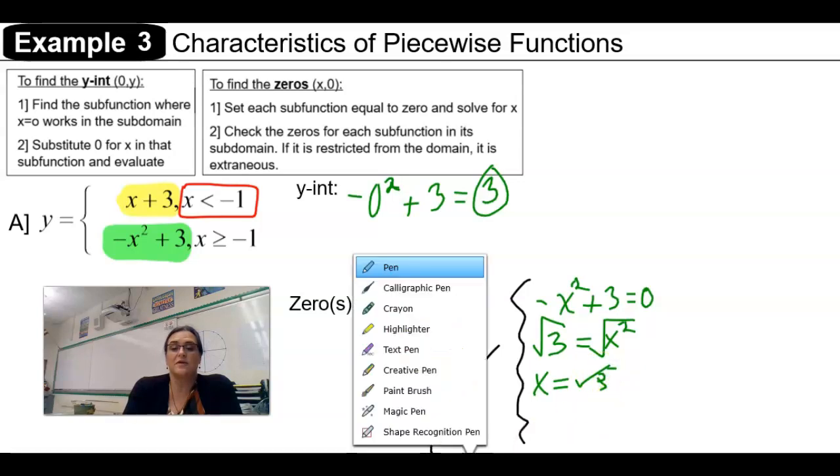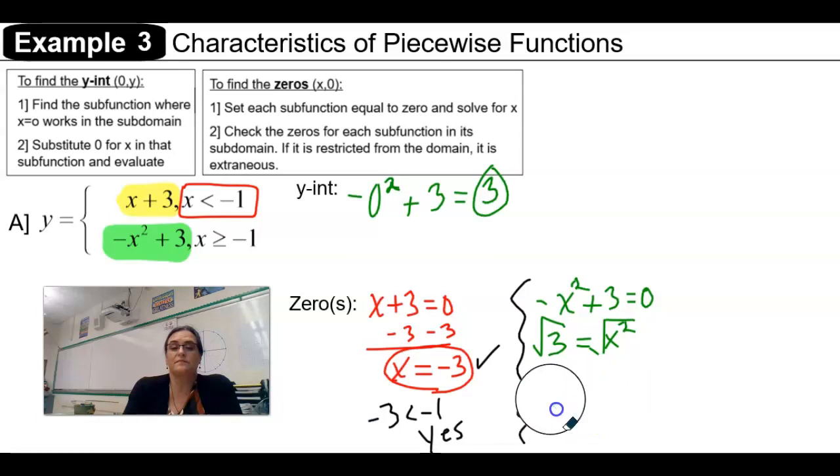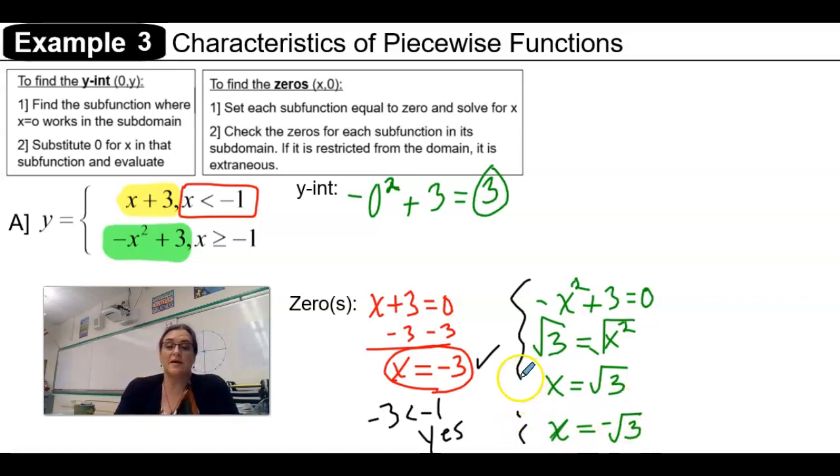Wow, that made a mess. Let's try that again. So x is equal to positive square root of 3, or x is equal to negative square root of 3. Right, those are the two possibilities that we want to check. And we're checking them against this subdomain of x greater than or equal to negative 1.